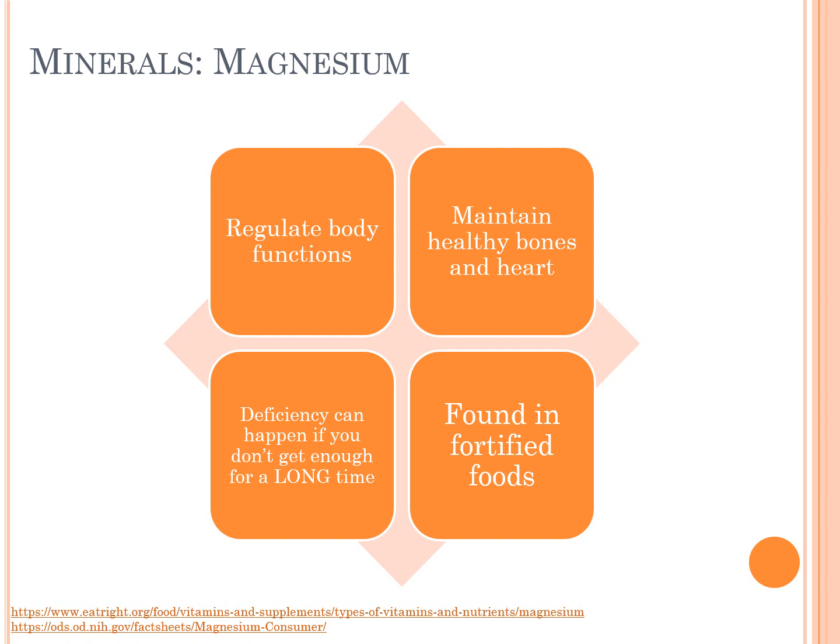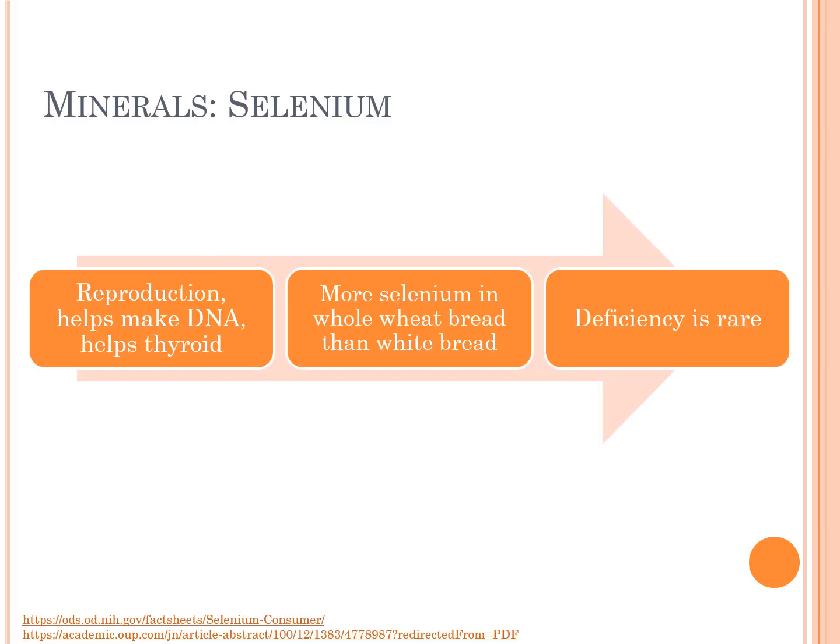Magnesium is part of more than 300 enzymes in your body. Enzymes help you digest food and then use that food as energy. Our last mineral is selenium. It plays an important role in reproduction, DNA production, and thyroid gland function. It is naturally found in many foods such as breads, cereals, and grain products. There is 2 to 4 times more selenium found in whole wheat flour and whole wheat bread than white flour and white bread.